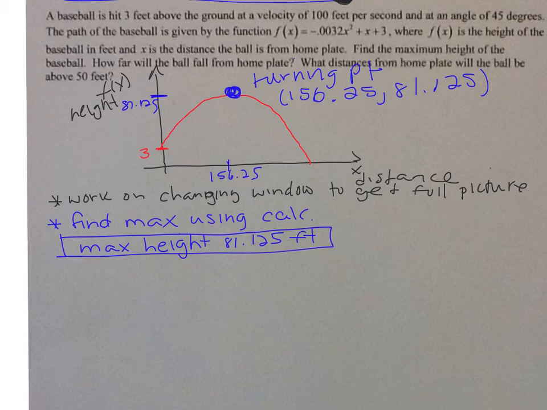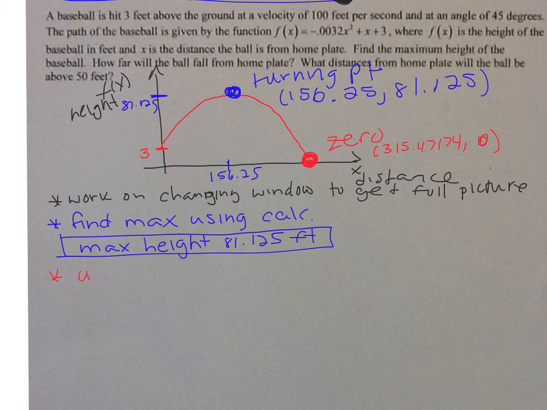Okay, so the next part is to find how far the ball will fall from home plate. I want to know where it's going to fall, which is over here. What is this called? This is called your zero, or one of your zeros, right? So you do second calc, number 2 is your zero. You do left bound, right bound, you want it to guess. And then this point comes out to be 315.47174, comma 0.